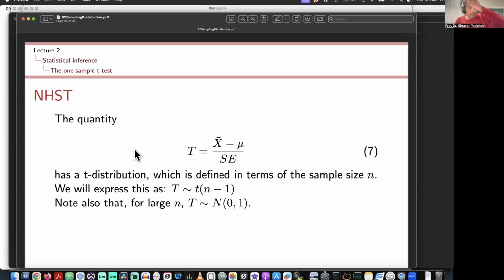The important thing to understand here is that we are now transforming the sample mean to a t distribution. The t distribution is defined in terms of the degrees of freedom, so n minus 1. So what we will write is that our observed t-value from a single experiment is now coming from this distribution, just like our data were coming from some distribution like the normal. Here, the observed t-value is coming from this distribution.